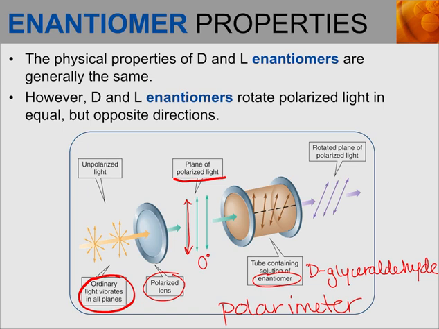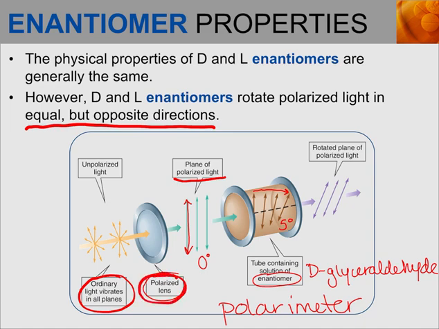Then at the end we'll have a detector that will tell us how far the light rotated. So if we started at 0 degrees, maybe it moved over 5 degrees. So that would tell us that D-glyceraldehyde rotates light 5 degrees to the right. What that also tells us is that L-glyceraldehyde rotates light 5 degrees to the left, so equal but opposite directions.